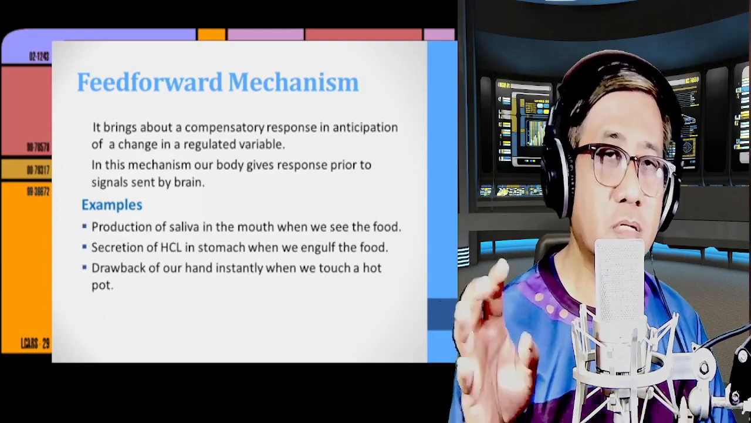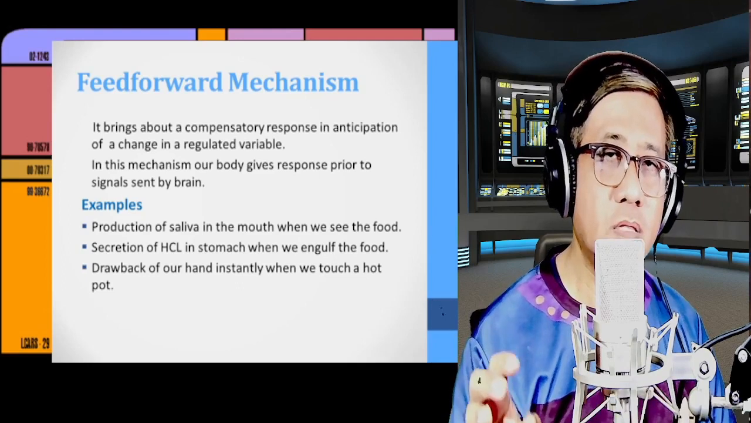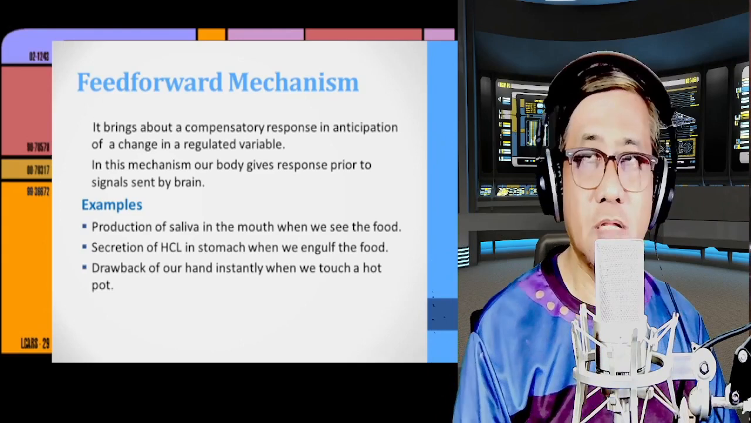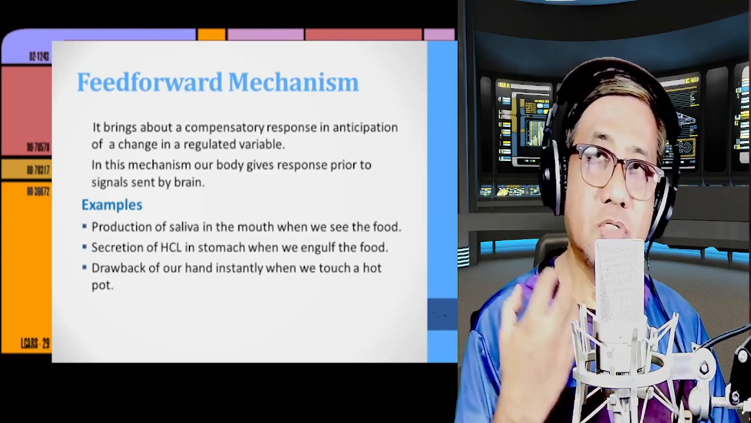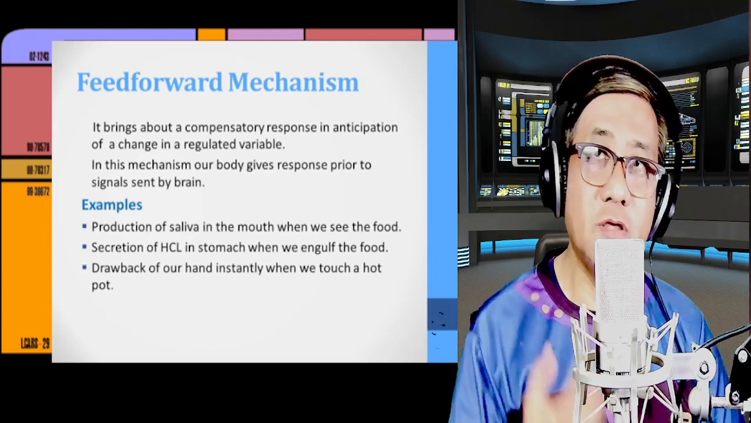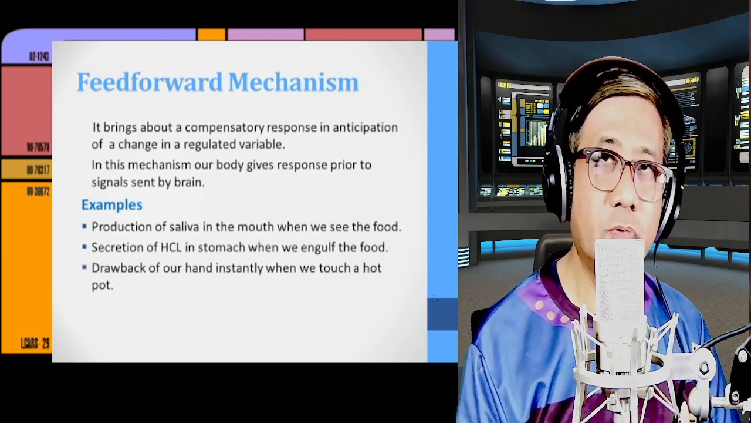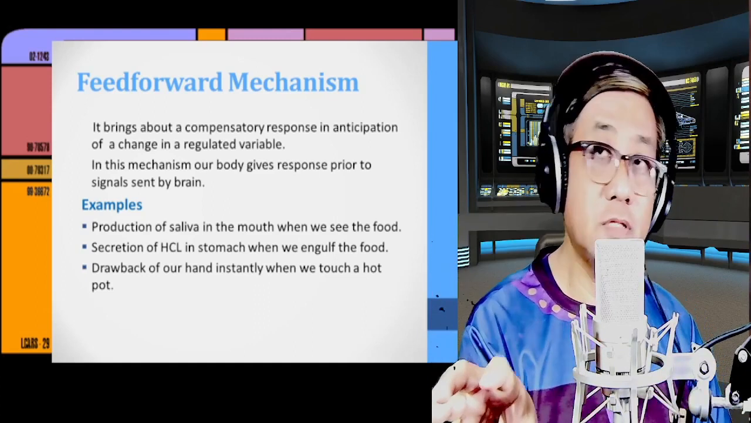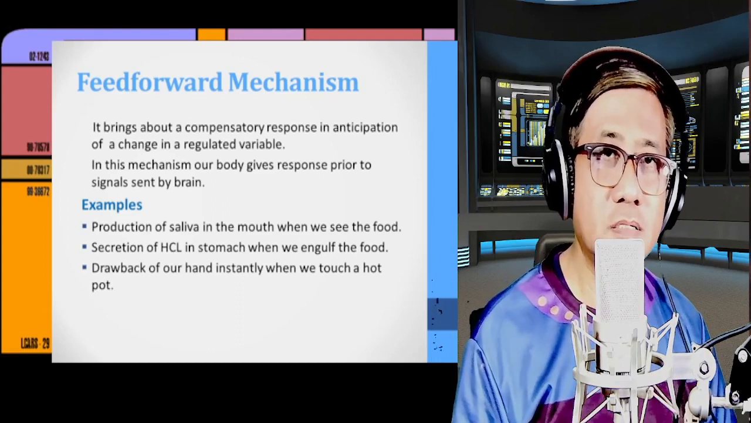Another example would be the secretion of hydrochloric acid in the stomach when we engulf the food. So paparating pa lang yung pagkain sa tiyan, wala pang pagkain sa tiyan, paparating pa lang o titikman pa lang natin, the stomach already produces hydrochloric acid. So ina-anticipate na yung pagdating ng pagkain. Alright, so that's another feed-forward mechanism, or even the sight of the food. Habang tinitigan natin yung lechon, medyo nagpo-produce na yung tiyan natin ng hydrochloric acid.